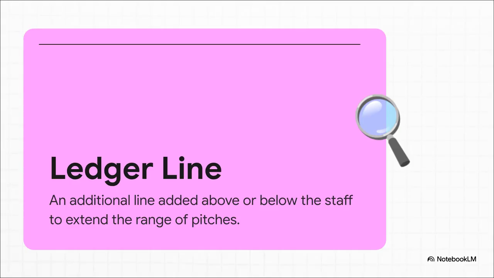But what about notes that are so high or so low that they don't even fit on the normal 5 lines? Well, that's where ledger lines come in. They're just these short, extra little lines that extend the staff up or down. And the most famous note on a ledger line is middle C, the one that sits perfectly in the middle, bridging that gap between the treble and the bass clefs.